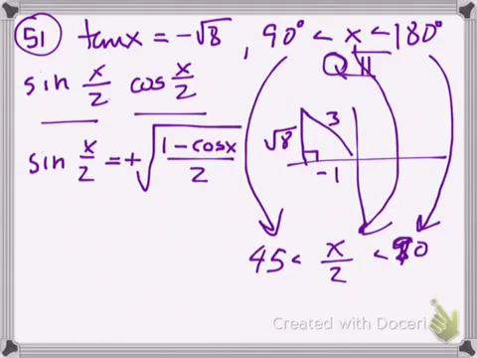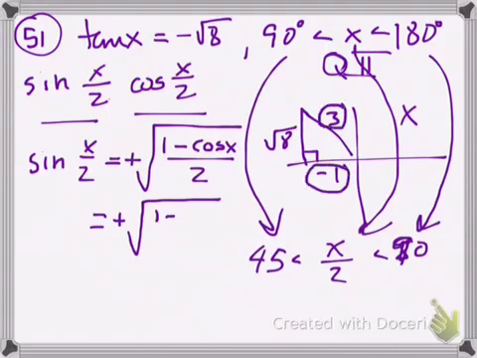And then, so I need the cosine of x, and we're going to keep the positive there. 1 minus the cosine of this angle, cosine of x, is the adjacent side over the hypotenuse. So that's 1 minus -1/3 over 2.